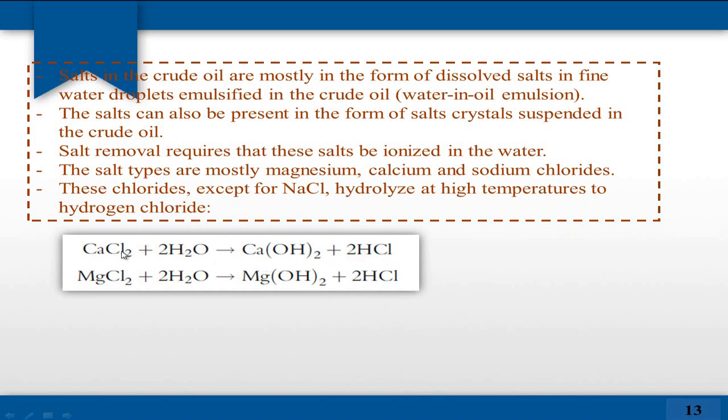The hydrolysis of calcium chloride and magnesium chloride will take place at a temperature around 200 to 230 degrees Celsius in this reaction, and about 120 degrees Celsius in this reaction, respectively. Students have to write down on your own the reaction of the hydrolysis of sodium chloride, which of course will take place at a higher temperature, particularly higher than 500 degrees Celsius.